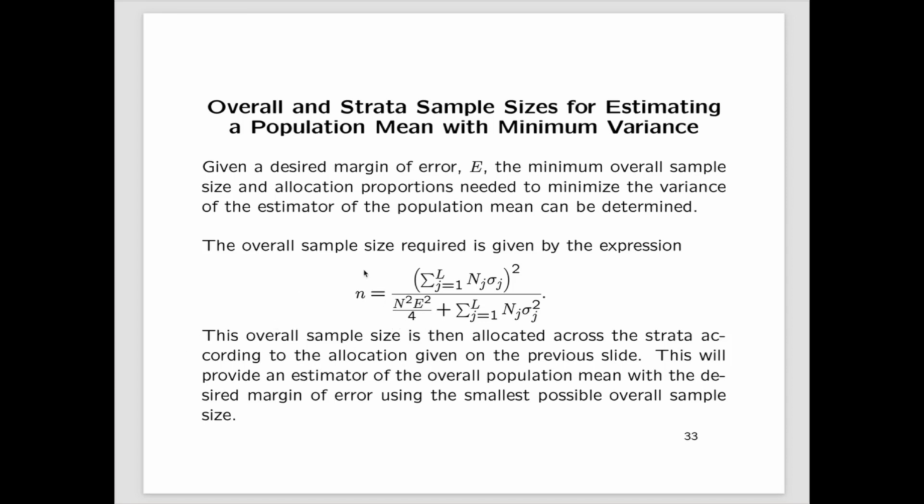Now, once we have this overall sample size, little n, this overall sample size is then allocated across the strata according to the allocation given on the previous few slides. And so once we get this overall sample size, we can then go back and calculate the optimal allocation ratios, and then use this overall sample size in conjunction with the optimal allocation ratios to get the optimal sample sizes from each stratum.